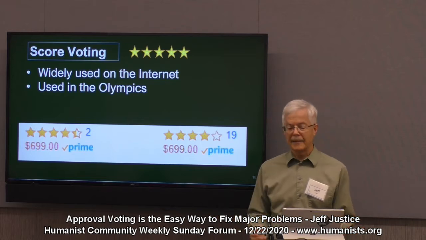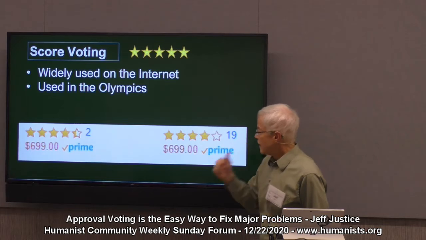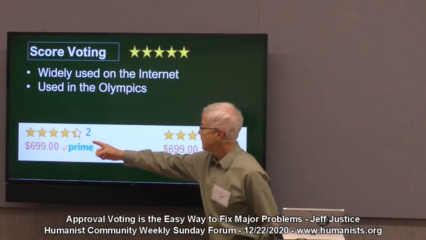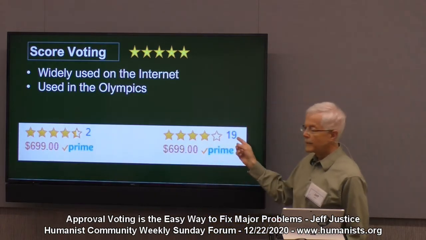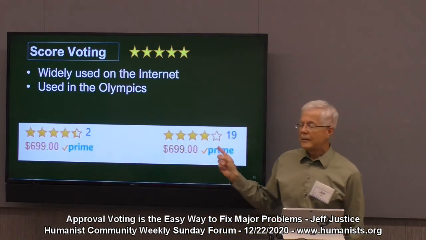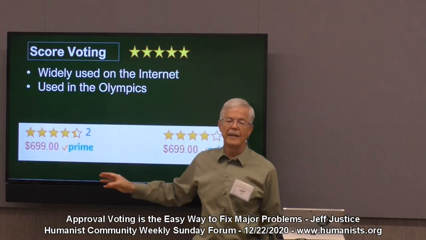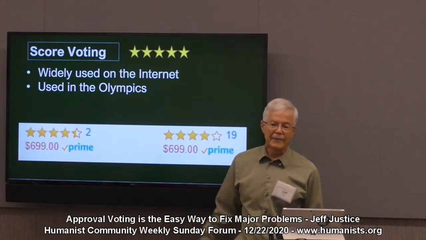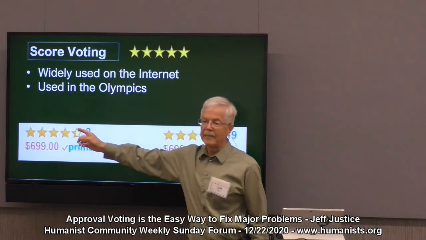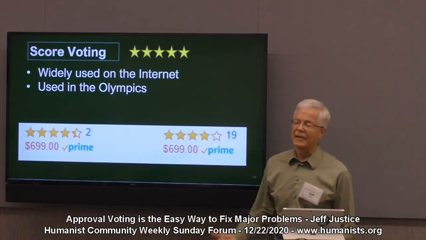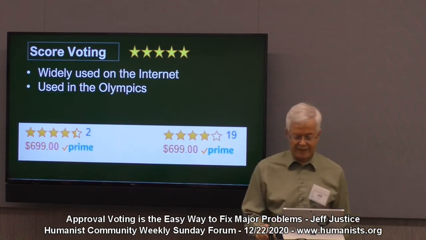The statistical analysis shows that score voting works, but notice this little issue here. You see, this one has 4.5 stars, but only 2 voters. And this one has 4 stars, but 19 voters. So with score voting, you can get your family and friends to vote on you, and if no one else votes, you can get 5 stars. And so it has a problem finding what the true average is. But that's overcomeable. On the whole, it's an improvement.